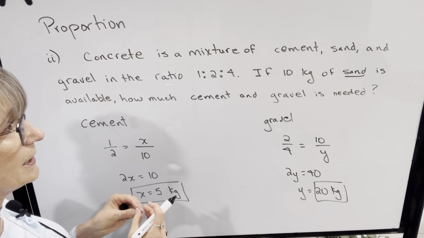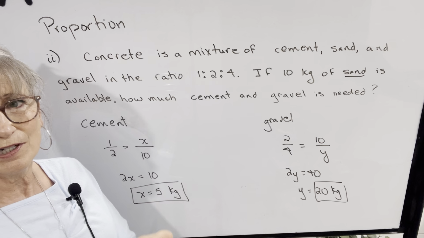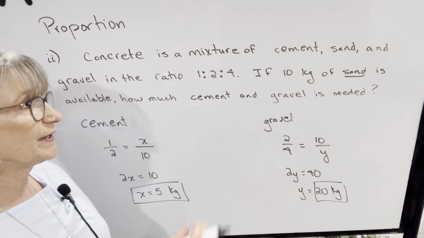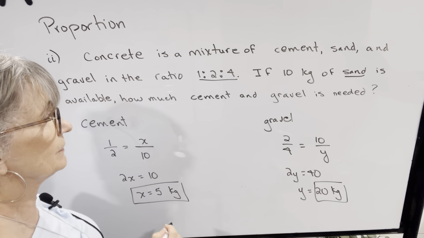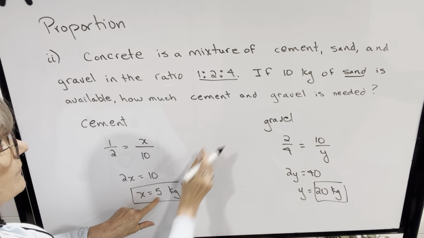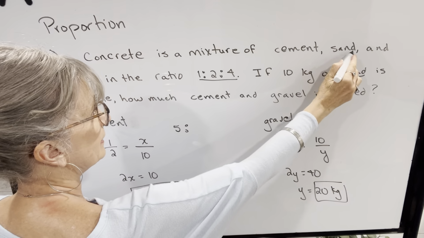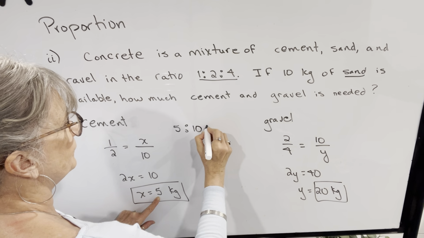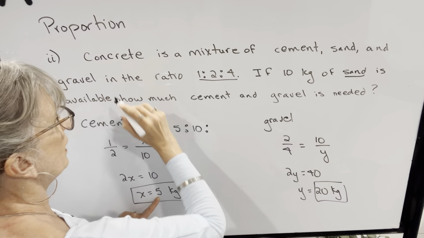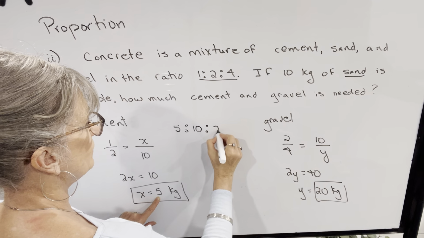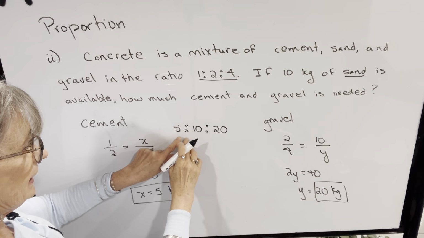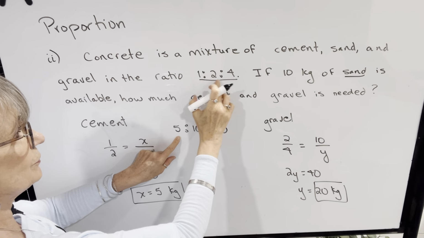Let's take a look and just see if our quantities, when I put them in ratio form, would reduce to this ratio. So the amount of cement comes first, which is 5 kilograms. My second number in the ratio is 10. And the amount of gravel, third number in the ratio, is 20. Does this reduce to 1 to 2 to 4?